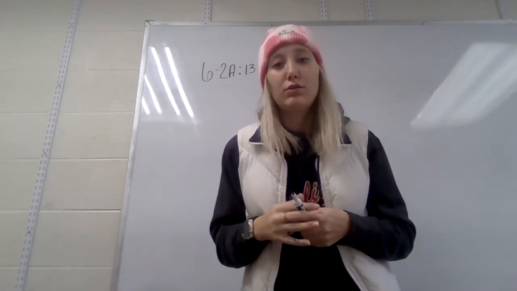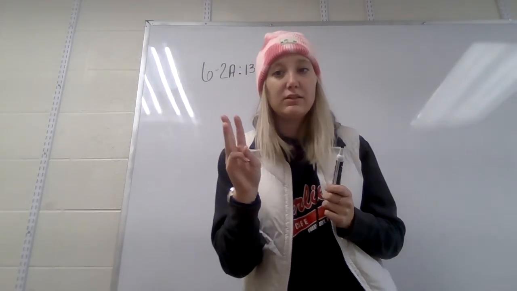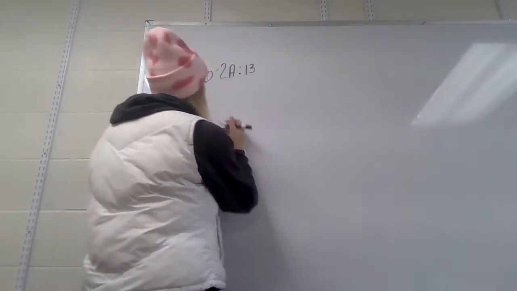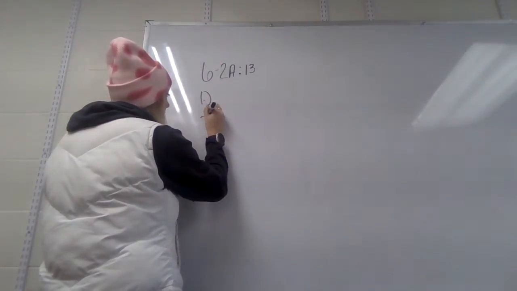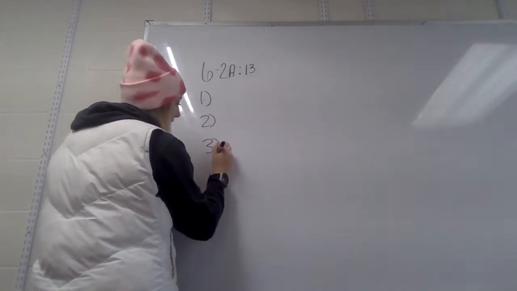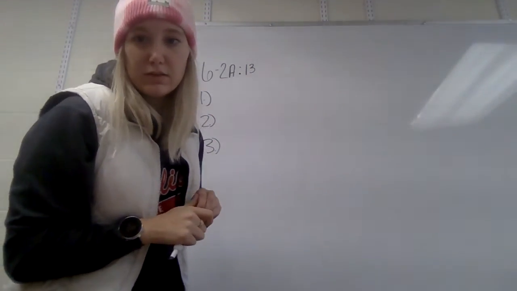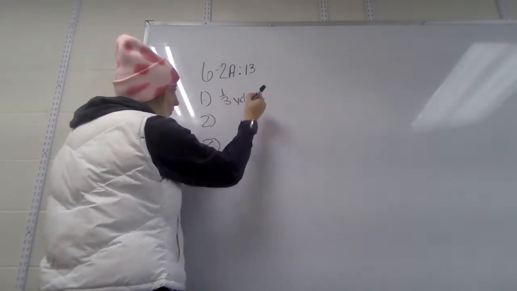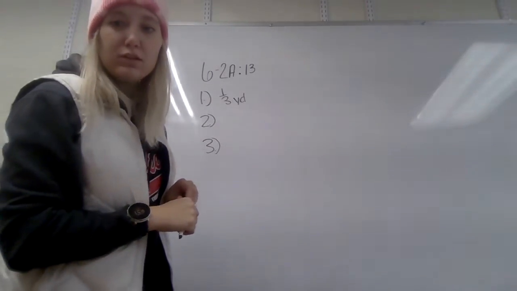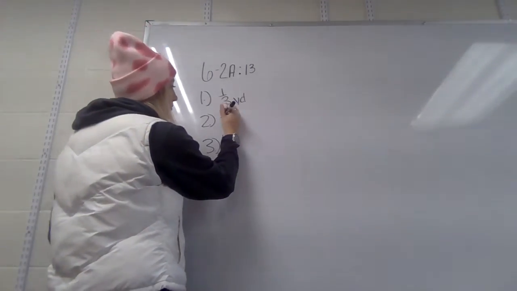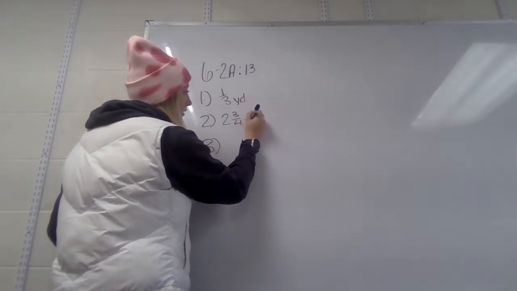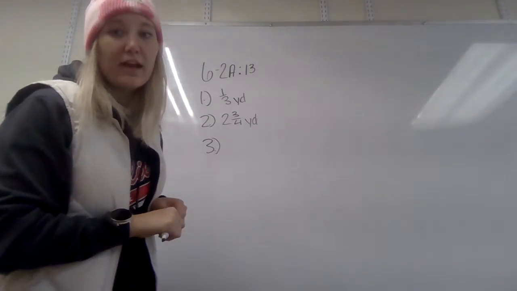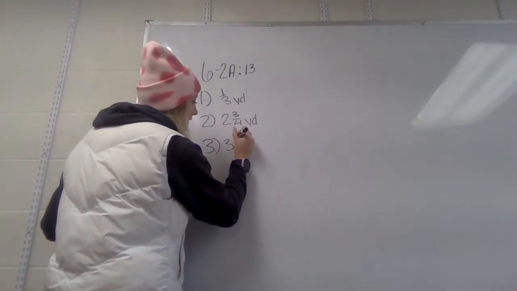Okay? So the problem says a clerk sold 3 pieces of one type of ribbon to different customers. So we have 3 pieces. So I'm going to categorize it with 1, 2, 3. Okay. First piece was 1/3 yard long. So 1/3 yard. Another was 2 3/4 yard. So I'm going to put 2 3/4 right here. And the third was 3.5 yards long. So 3.5.